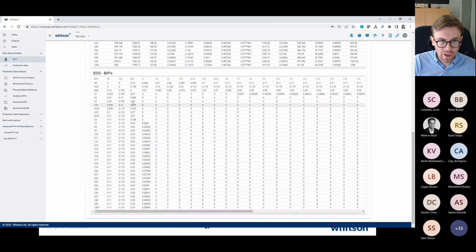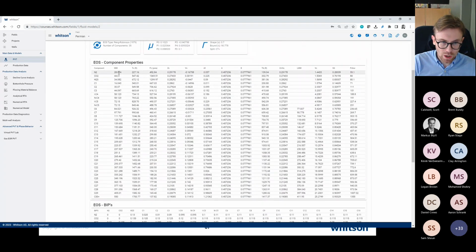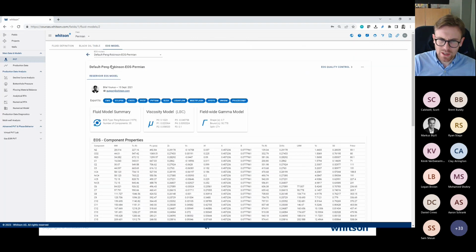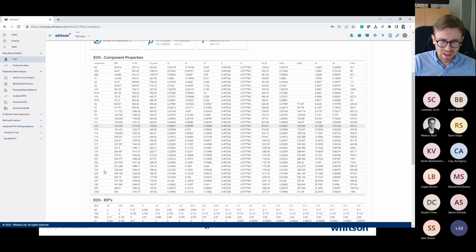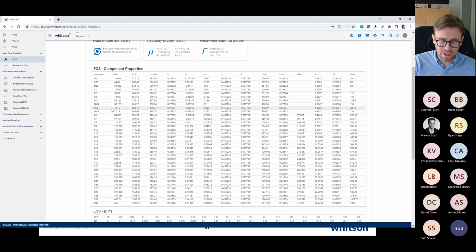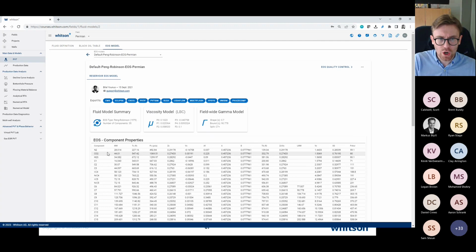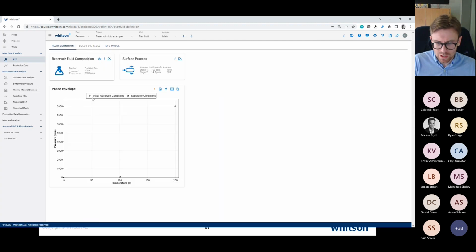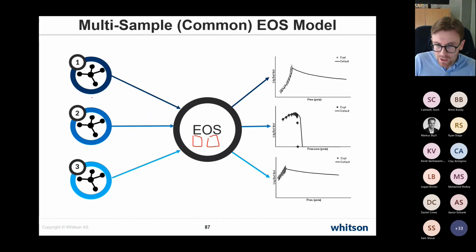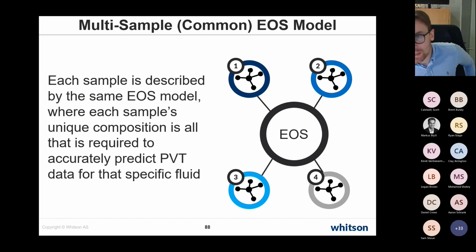And you'll see that they're the same here because in the first part of the column there is no composition. That's something you will see with a lot of PVT packages. They put the composition as a part of the equation of state, but it's not. It's an input to the equation of state, not a part of it, and that's an important distinction. The very clear definition of a multi-sample EOS is that each sample is described by the same EOS model, where each sample's unique composition is all that's required to predict that fluid accurately, okay?